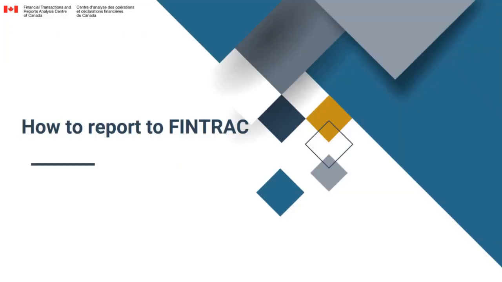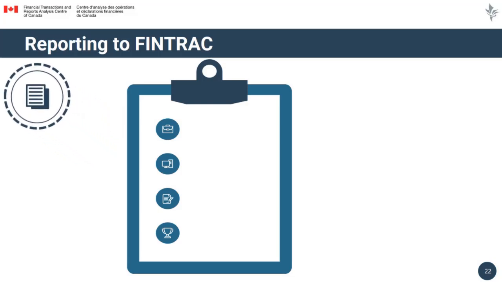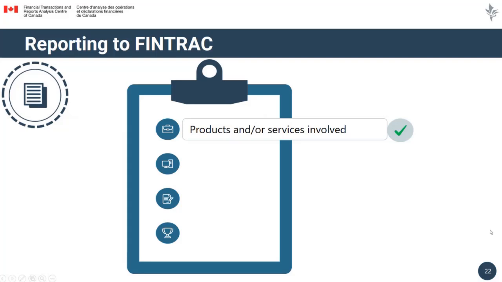Now, how to report to FINTRAC. When reporting a financial transaction to FINTRAC, all information that helps identify the transaction as suspected sanctions evasion activity should be included. This includes detailing information related to the products and/or services involved in the suspicious transactions, including the accounts and addresses involved, particularly if they are linked to jurisdictions associated with the facilitation of financial flows from sanctioned jurisdictions.